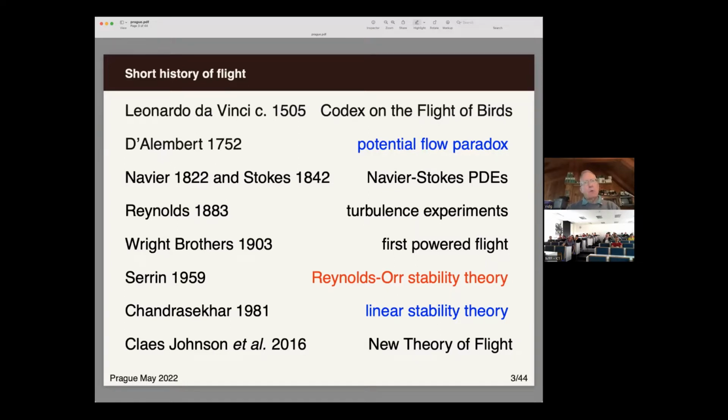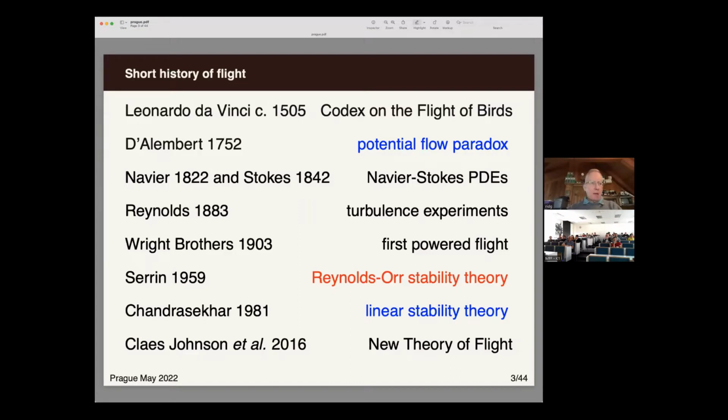One of the big waypoints in fluid flow history is the experiments of Reynolds, who essentially discovered turbulence and explained turbulence. Despite not understanding turbulence, the Wright brothers were able to get a plane to fly. There is some conjecture that it never really got out of what's called ground effect. So that's an interesting waypoint.